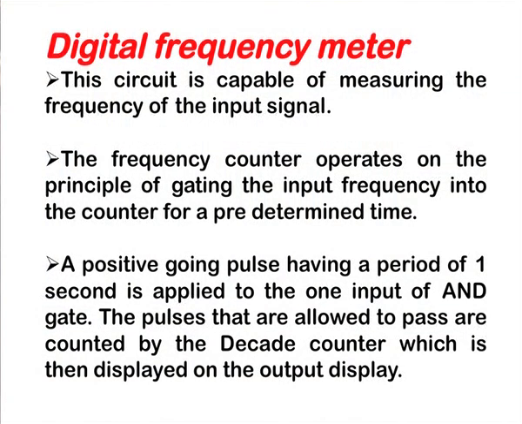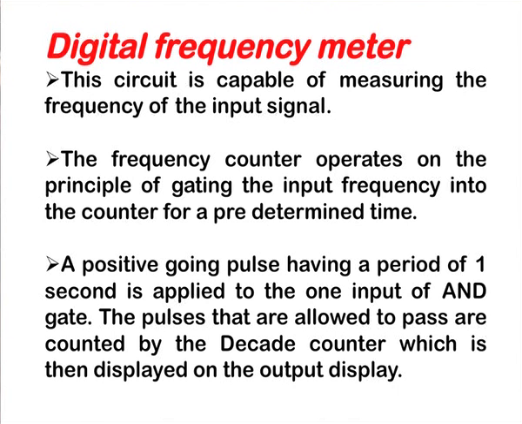Now, coming on to the digital frequency meter, as the name suggests, this circuit is capable of measuring the frequency of the input AC signal, and obviously the circuit is of digital nature. So, the frequency counter operates on the principle of gating action. That is, the input signal is converted into pulses of similar frequency, and these pulses are passed through a gate, that is said to be the gating action.